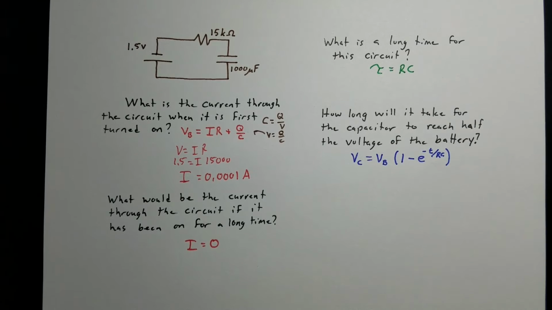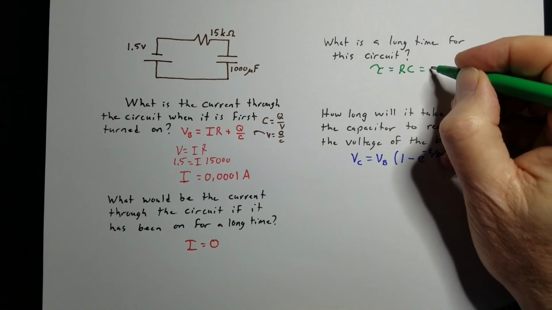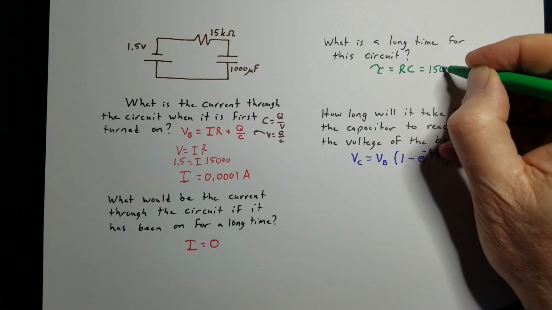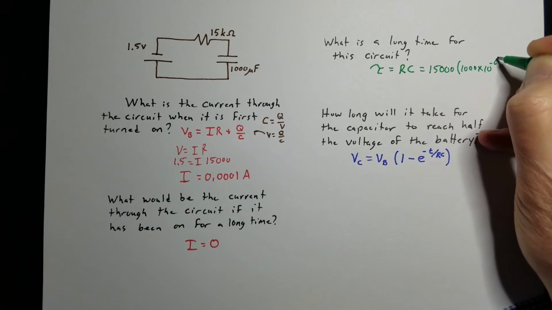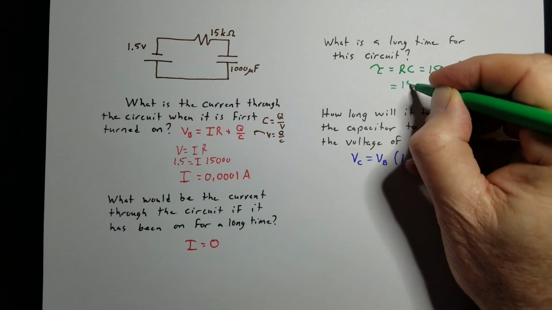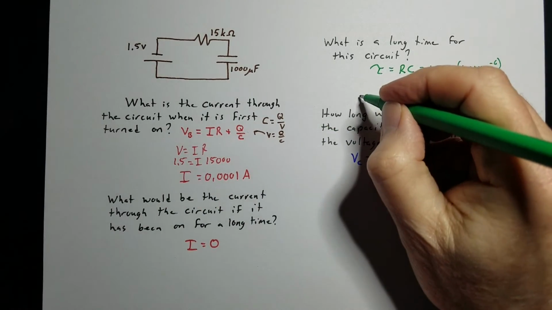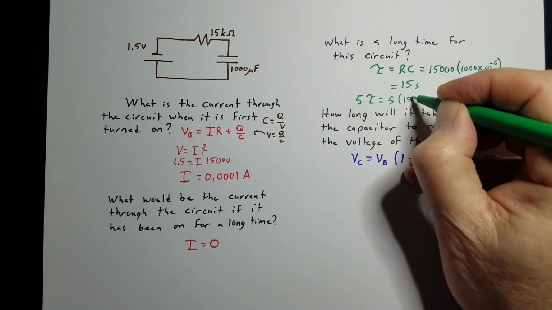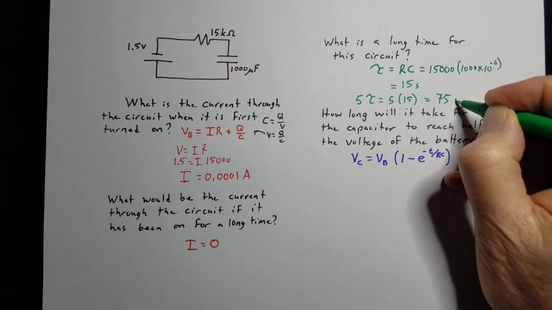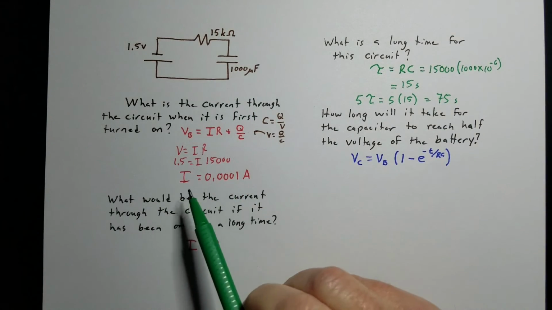So we need to know what is a long time for this circuit. Well, tau is resistance times capacitance. So 15,000 times 1,000 times 10 to the minus 6. And we did that earlier, that's about 15 seconds. So for it to be a long time, that is 5 times tau, which in this case is 5 times 15, or 75 seconds. So after 75 seconds, that capacitor should be completely charged.